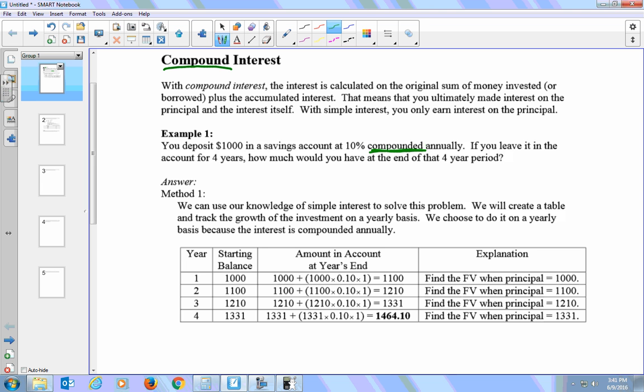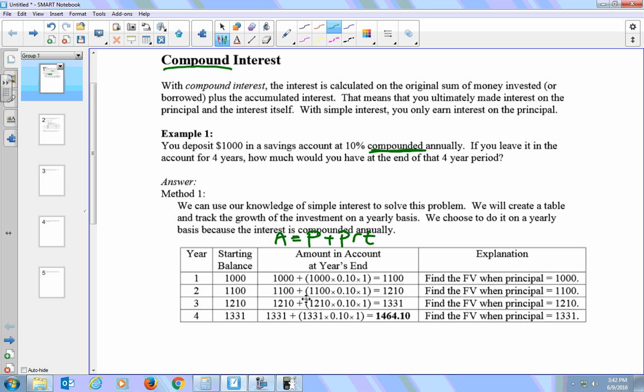Well, using our simple interest formulas, we can calculate that by just setting up a table over 4 years. If you recall, our amount formula is equal to the principal plus the principal times the rate times the time. So at the beginning of our first year, we have $1,000, and then we earn 10% over that 1 year. So at the end of the year, we're going to have $1,100.